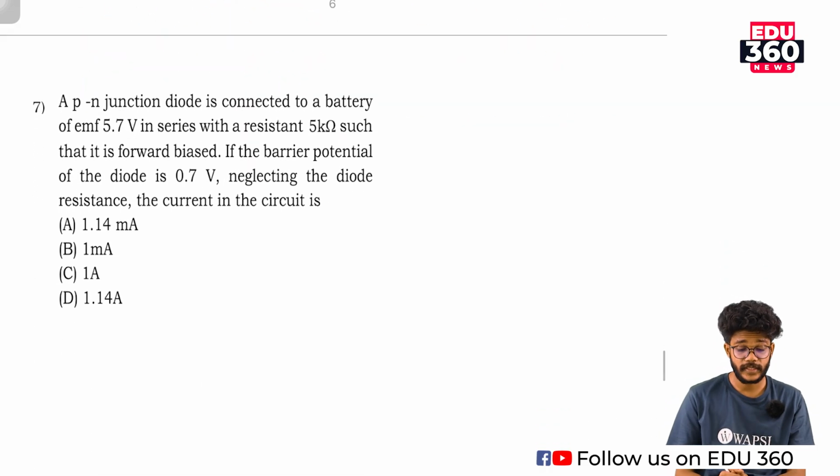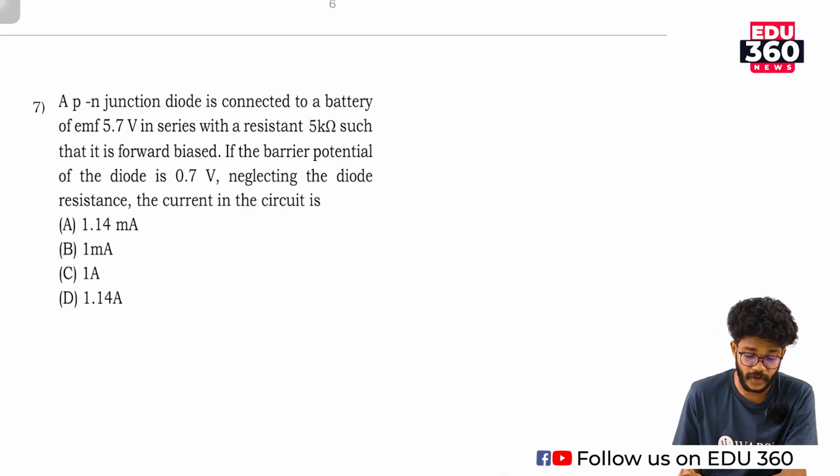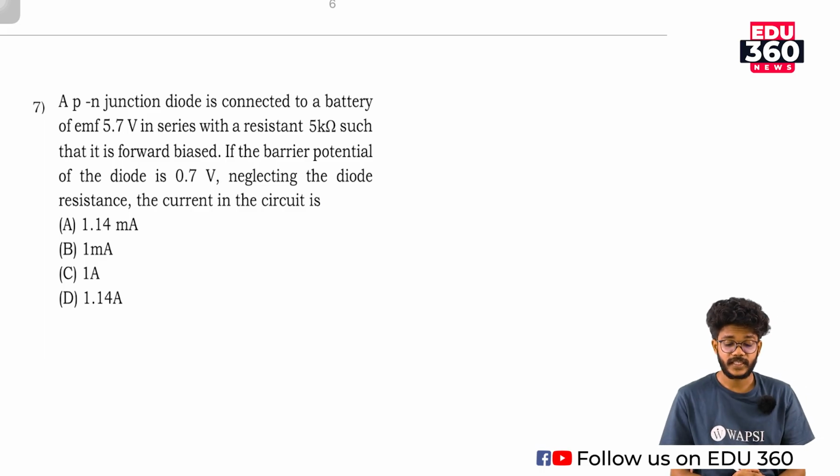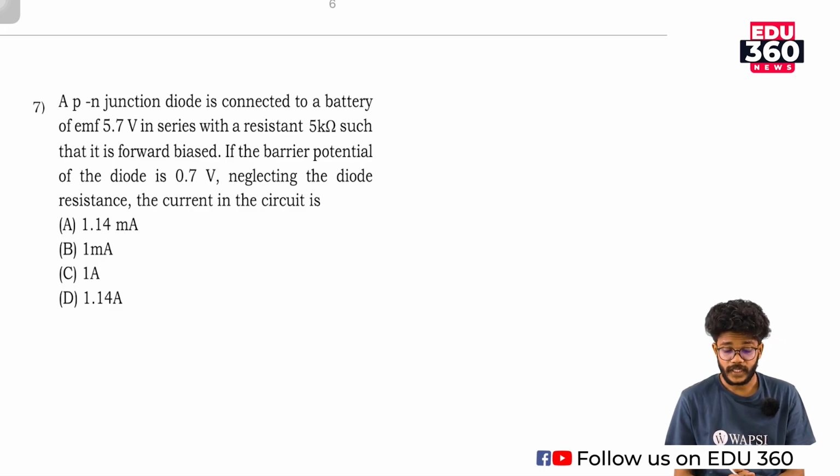Come to the seventh question. A PN junction diode is connected to a battery of EMF 5.7 volt in series with a resistance of 5 kilo ohm such that it is forward biased. If the barrier potential of the diode is 0.7 volt, neglecting the diode resistance, the current in the circuit is, we need to find the current.